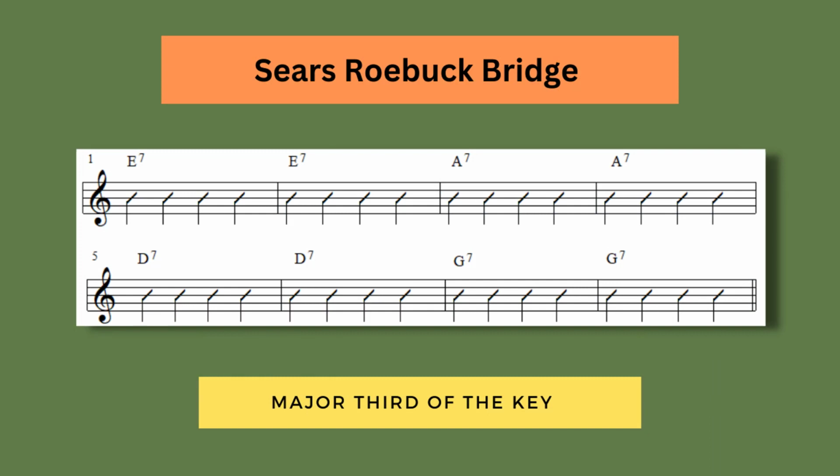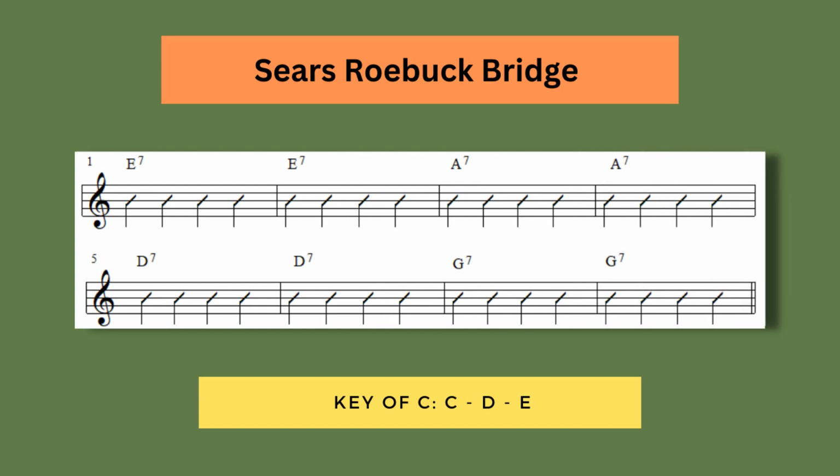Okay, let's have a look at what the basic set of chords would be in the Sears Roebuck Bridge. The bridge is 8 bars long, and a good way to remember how to find the root note for the first chord in your bridge is that if you look for the major third of the key you're in. Now at the moment we're working in the key of C, therefore the major third of C is E.